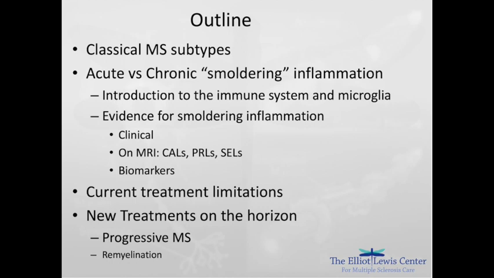All right, so this is just an outline of what I'm going to talk about. I want to talk about the classic MS subtypes. And then I want to talk to you about the difference between acute and chronic or smoldering inflammation and what evidence that we have that this is going on in people with MS. There's radiologic evidence, there's clinical evidence. And then I want to talk about what our current treatments can and can't do and why we need new treatments to treat progressive MS. And at the end, I might talk a little bit about remyelination, and it gives me an opportunity to go over an analogy which is only half-baked, and I'm doing this mostly to irritate my colleagues who hate my analogies.